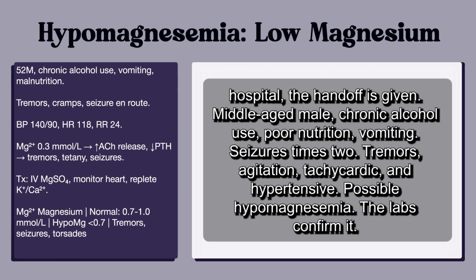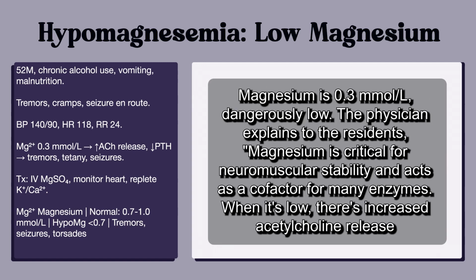At the hospital, the handoff is given. Middle-aged male, chronic alcohol use, poor nutrition, vomiting. Seizures ×2. Tremors, agitation, tachycardic and hypertensive. Possible hypomagnesemia. The labs confirm it. Magnesium is 0.3 millimoles per liter, dangerously low.